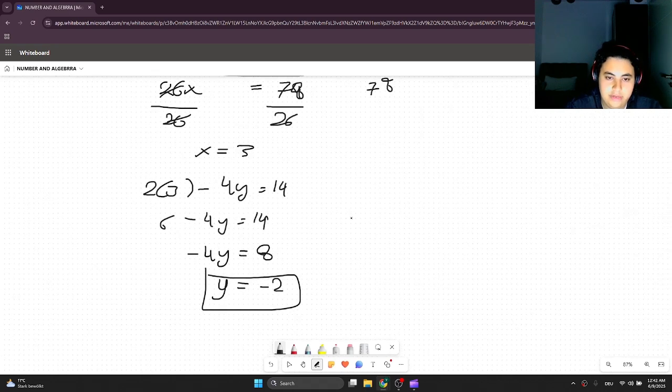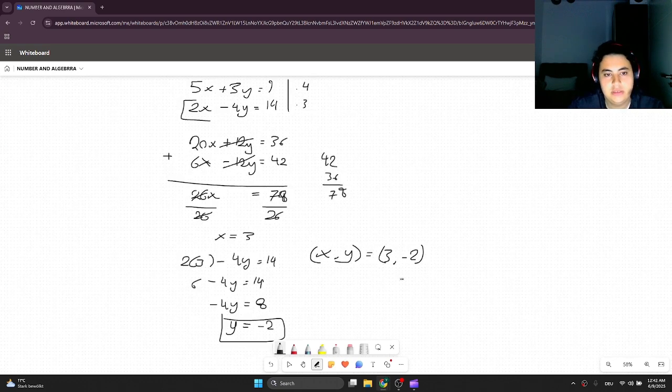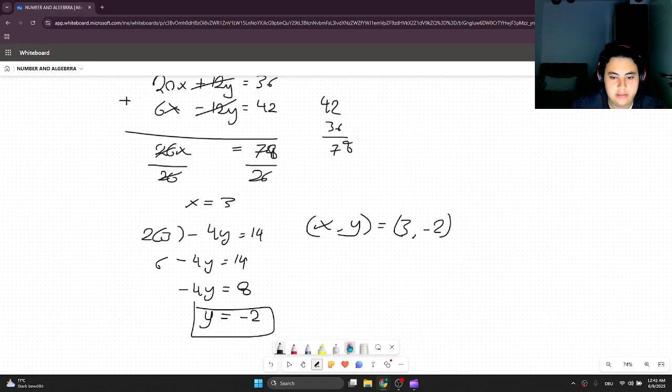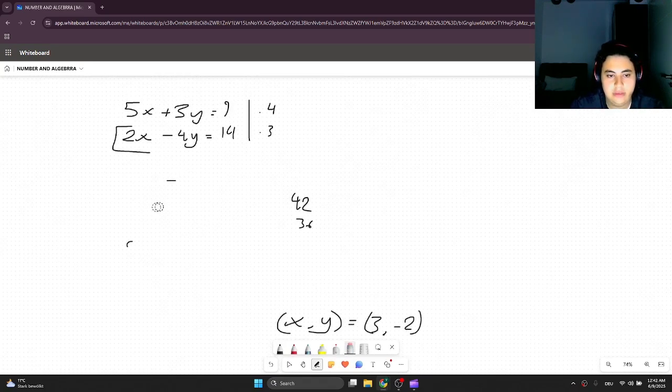So therefore, x and y of this system of simultaneous equations is 3 and negative 2. There we go. Okay? So this one is the first method. Pretty straightforward, pretty simple, pretty easy. Nice. Now, the other method is called the substitution method.